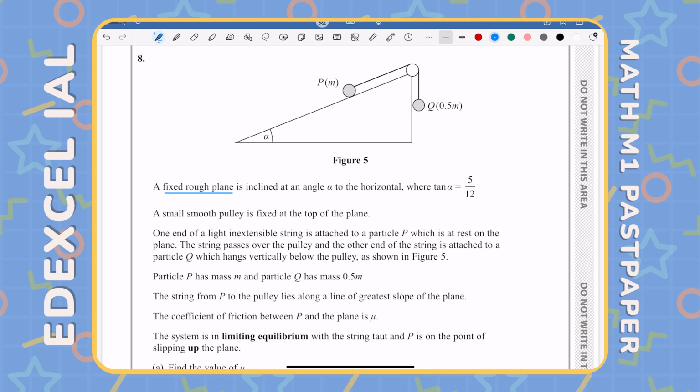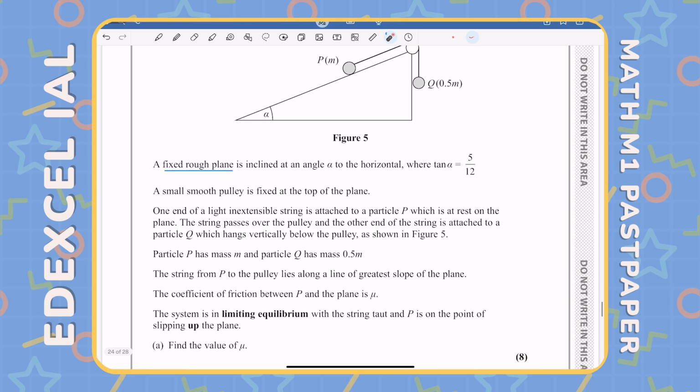One end of a light inextensible string is attached to a particle P which is at rest on the plane. Alright, so here you can see, here's the pulley, here's particle P. The string passes over the pulley and the other side of the string is attached to a particle Q, which is right here, which hangs vertically below the pulley as shown in figure 5. Particle P and Q have their masses given. The string from P to the pulley lies along a line of greatest slope of the plane.